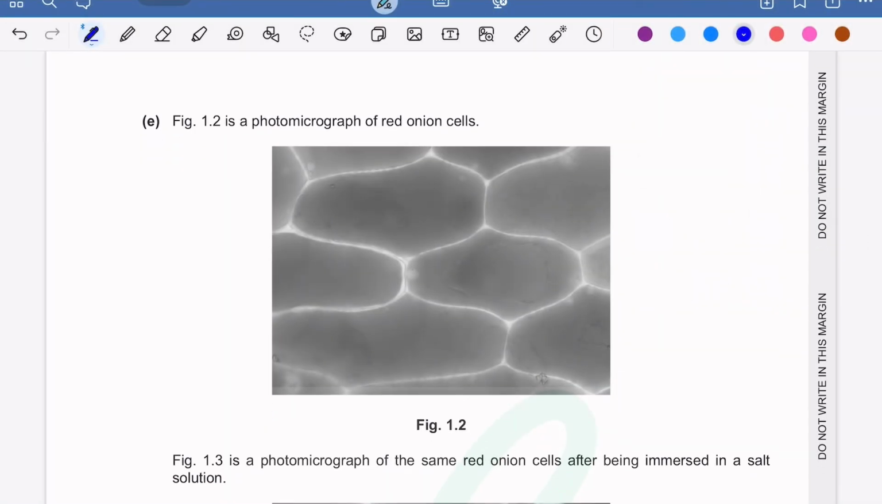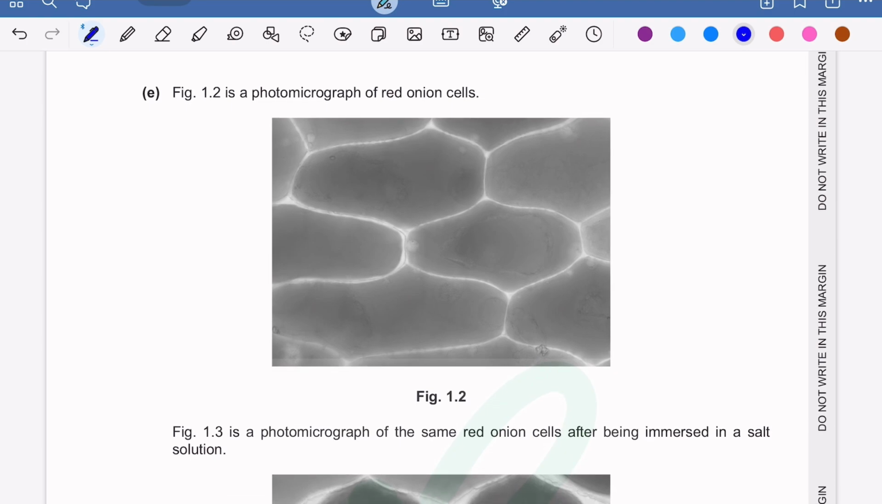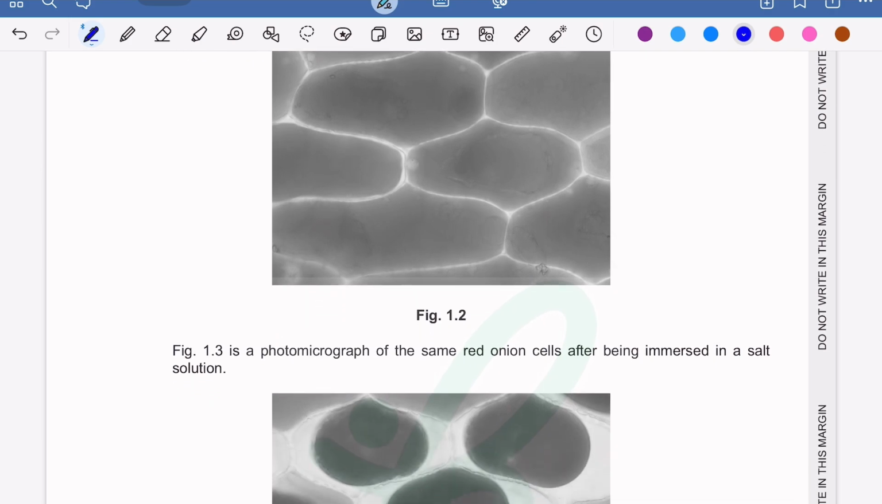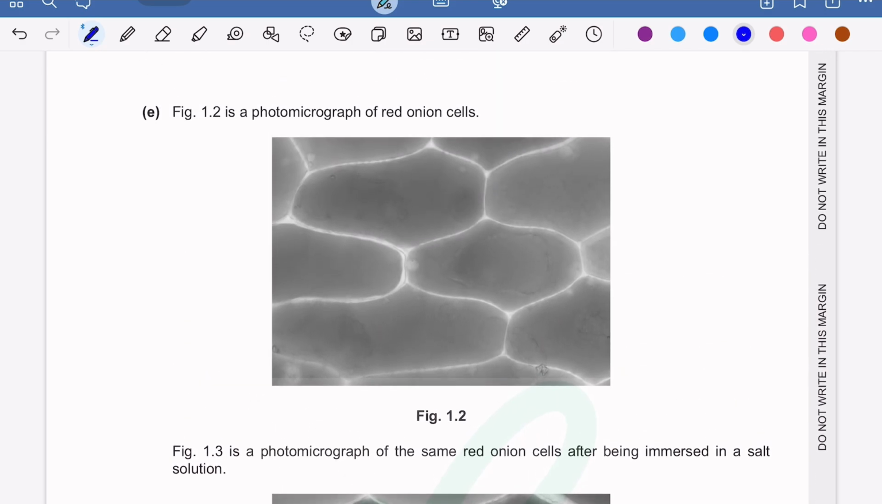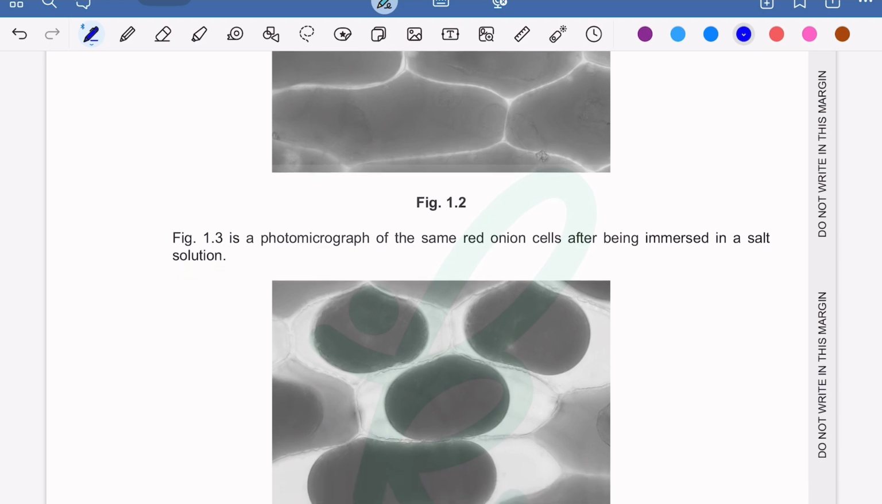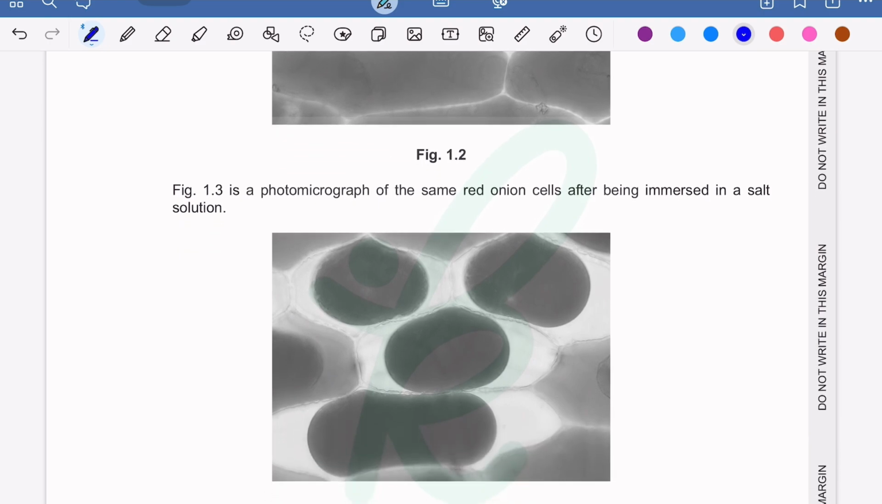Let us move on to the next part of the question. Figure 1.2 is a photomicrograph of red onion cells. Figure 1.3 is a photomicrograph of the same red onion cells after being immersed in a salt solution. So we can see that the cells in figure 1.2 are intact, whereas the cells in figure 1.3 have shrunk in size.